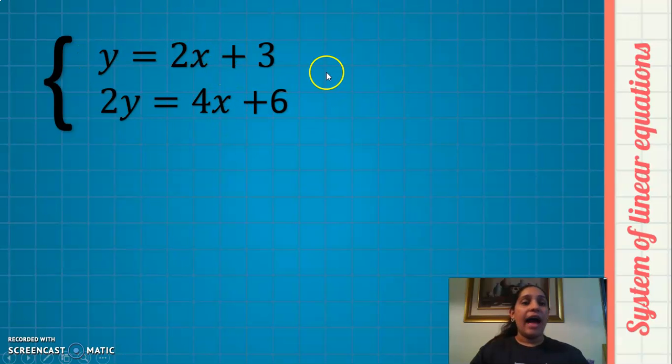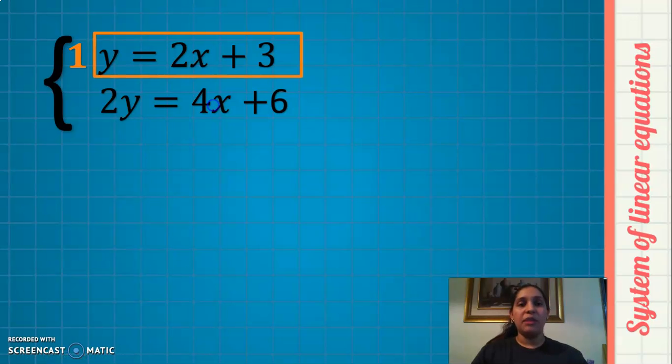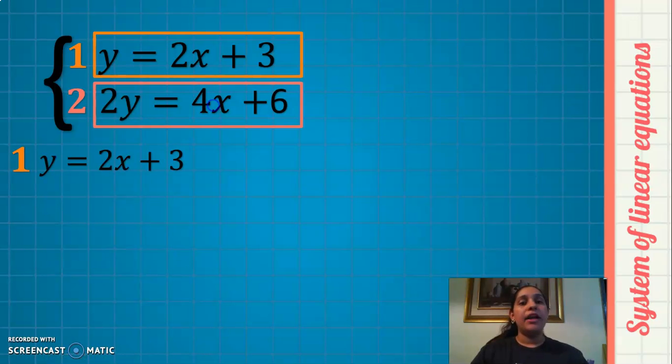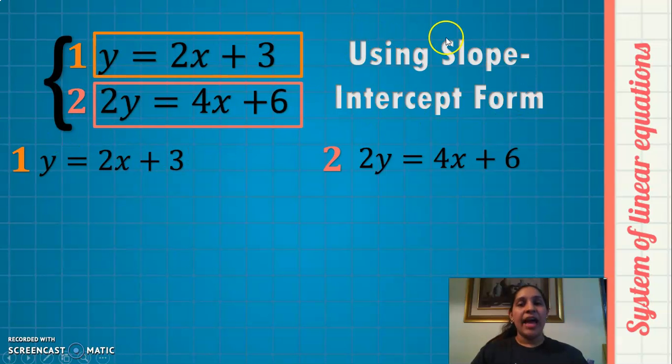So here, again, I have the same linear system that I did with the intercepts. I'm going to solve it, but using the slope-intercept form. I define which one is my first and my second equation again, because I need to use my slope-intercept form. And what is my slope-intercept form? My slope-intercept form is y equals mx plus b.